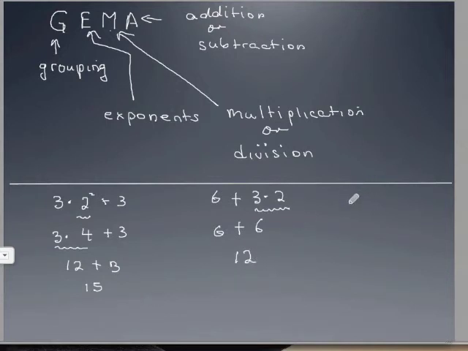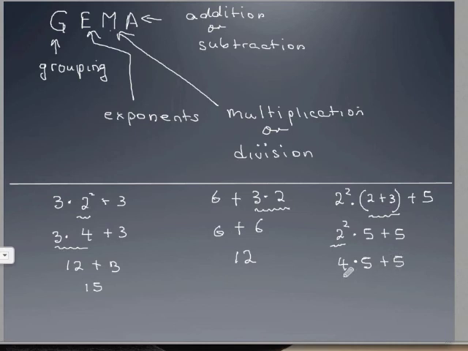How about another? 2 squared, and in the parentheses you have 2 plus 3. And then outside the parentheses is a plus 5. We want to do the parentheses first, so 2 squared stays right there. This is a multiplication. Times 5 plus 5. The exponent is the second, so we want to do this one first. 4 times 5 plus 5. Then comes the multiplication. 20 plus 5. And then finally we get to add the two together.